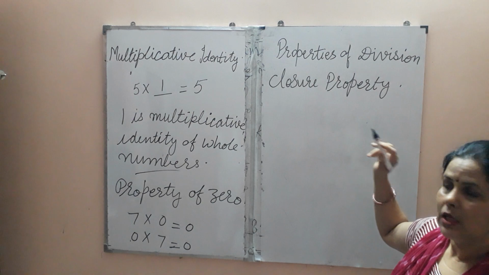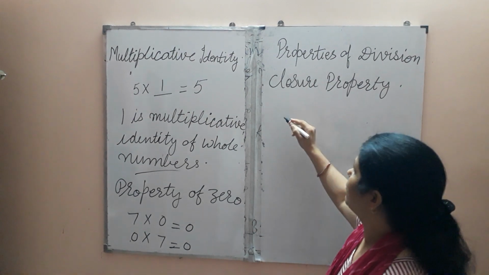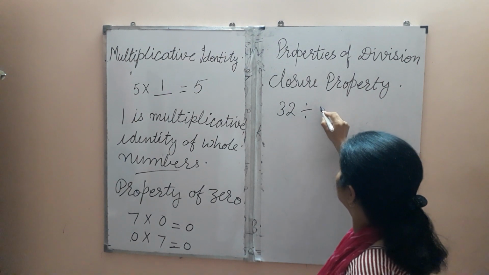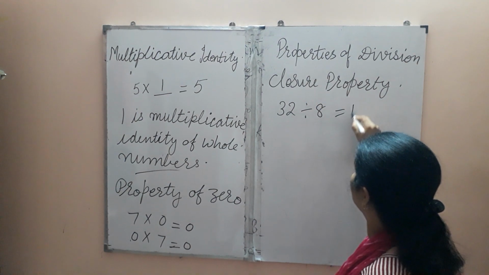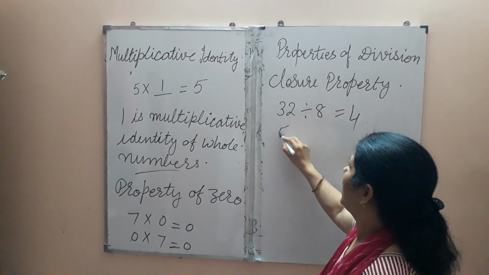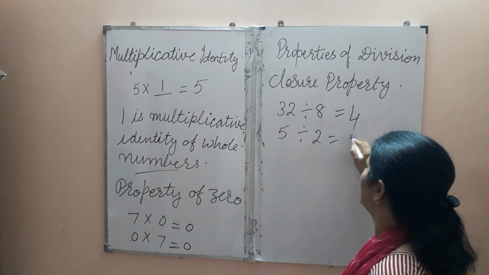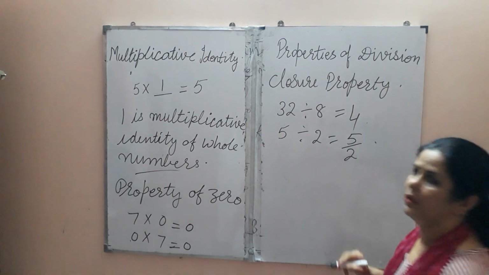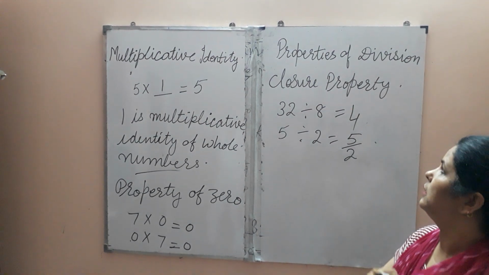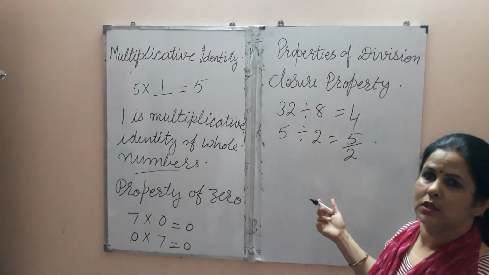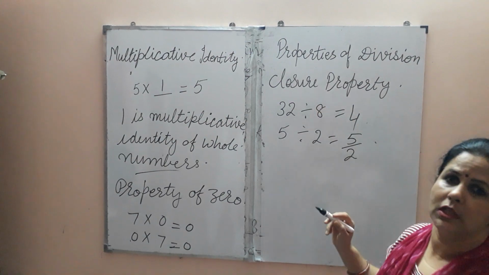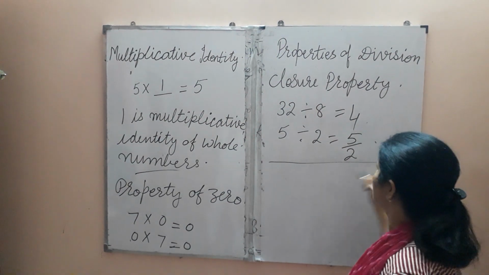But in subtraction and in division, the case is different. If we divide 32 by 8, it will be a whole number. But if we divide 5 by 2, then it will not be a whole number, it will be a fraction. So whole numbers are not closed under division, or you can say the closure property doesn't work in division.